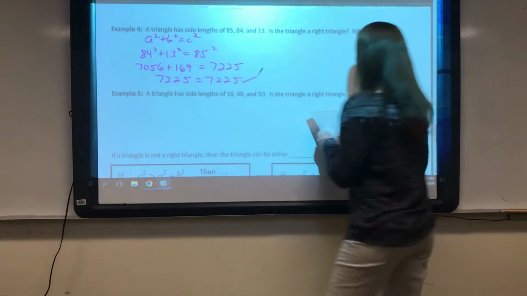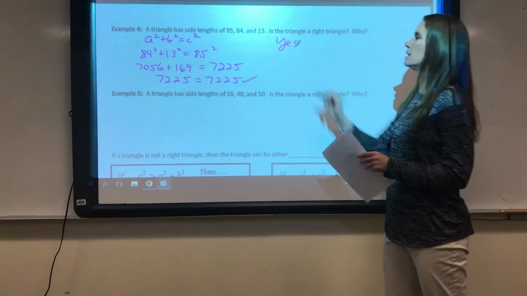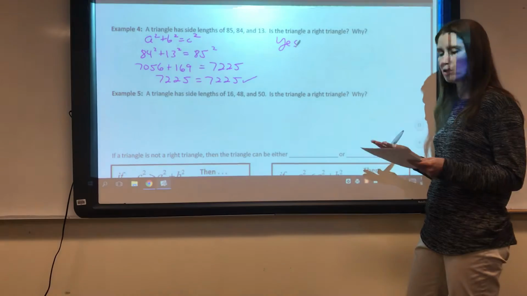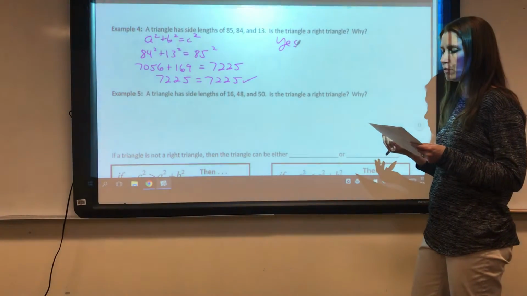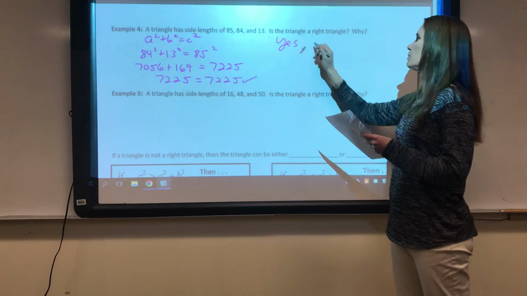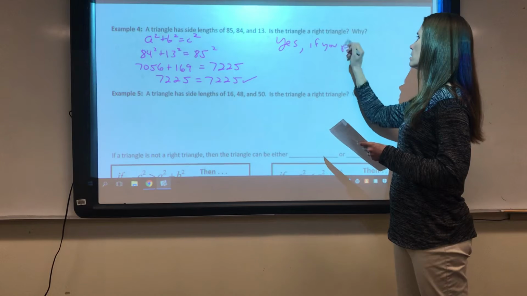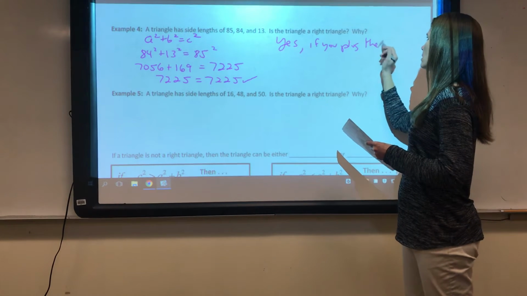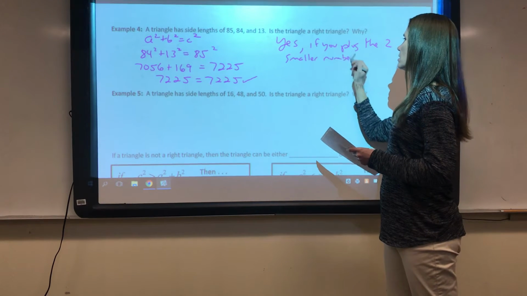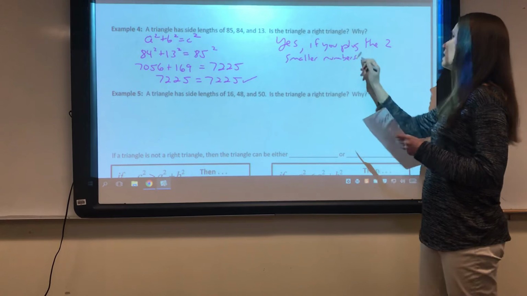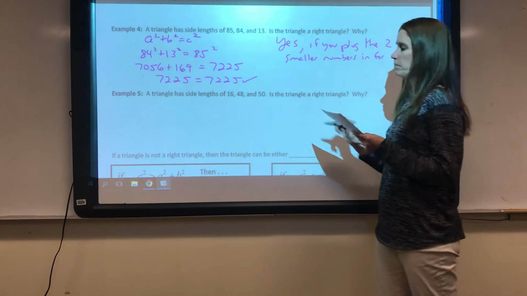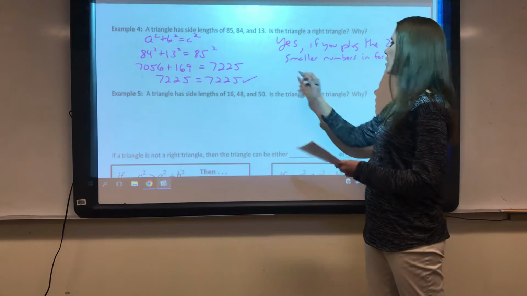And so you can answer the question from there that yes, but it does say why. So you want to make sure that you put that into words and explain what you were doing there. And I said yes, if you plug the 2 smaller numbers in for a and b of the Pythagorean theorem.